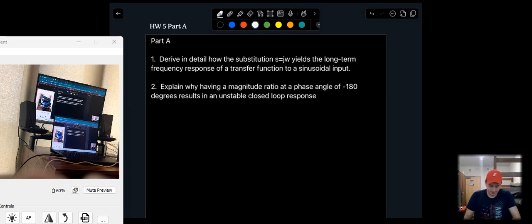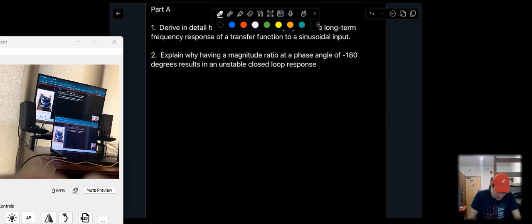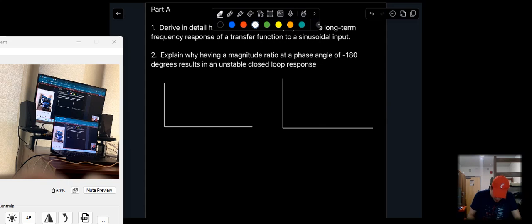For example, if I were to say I have a control system by which I have an input and an output. Obviously we've seen graphs like this before. For example, this might be our u of t, and this might be our y of t, our output.